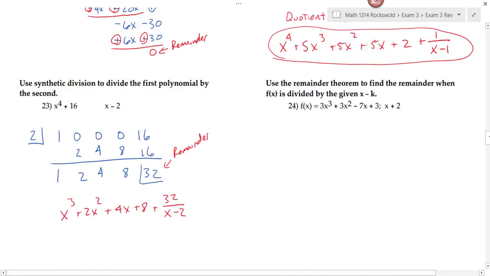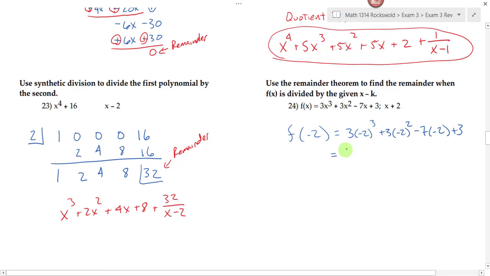On 24, we're told to use the remainder theorem to find the remainder when f of x is divided by the given factor. Do you remember how the remainder theorem works? It says the remainder when I divide this polynomial by x plus 2 is going to be equivalent to f of negative 2. You take the root and plug it into the function, and whatever you get is the remainder. So this will be 3 times negative 2 cubed plus 3 times negative 2 squared minus 7 times negative 2 plus 3.